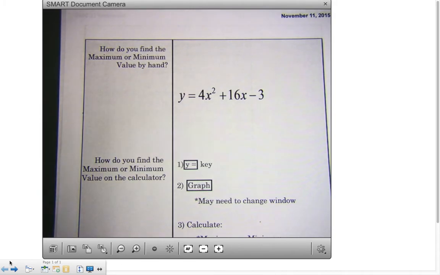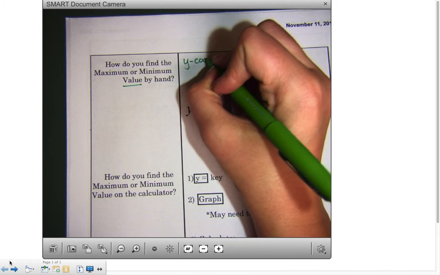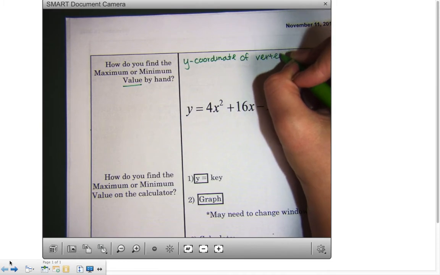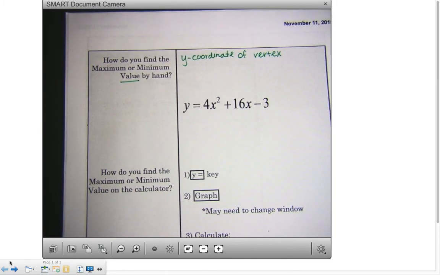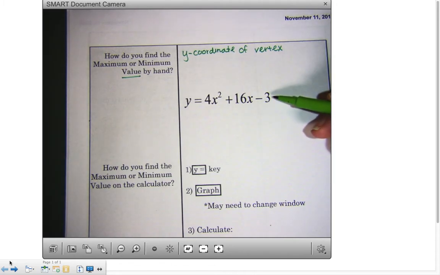You have found the minimum or the maximum by looking at the vertex. When we talk about the minimum or the maximum value, that is the y-coordinate of the vertex. Only the y-coordinate. So the minimum isn't the vertex, it's the y value of the vertex, and same with the maximum. So if we want to find that by hand, all we have to do is act like we're finding the vertex. So we find the x value of the vertex, substitute it back in to find the y, and that's your min or your max.